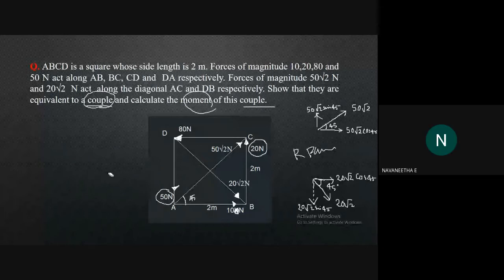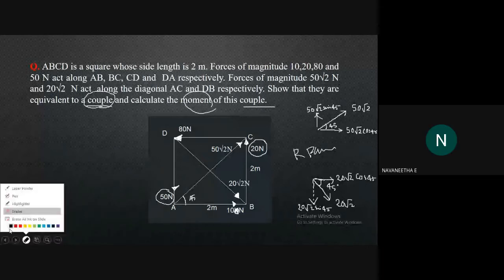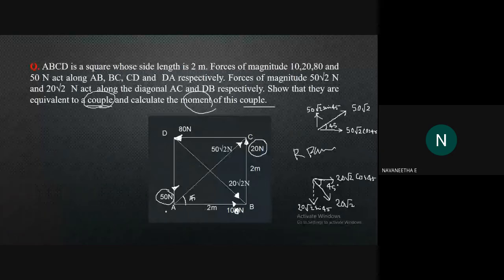Okay. While considering the moment about A, you don't need to consider the forces acting along the point A. So here, which are the forces acting along A? Here 50 Newton is acting along point A, so you don't need to consider 50 Newton. And also 10 Newton is acting along point A, so you don't need to consider 10 Newton also.